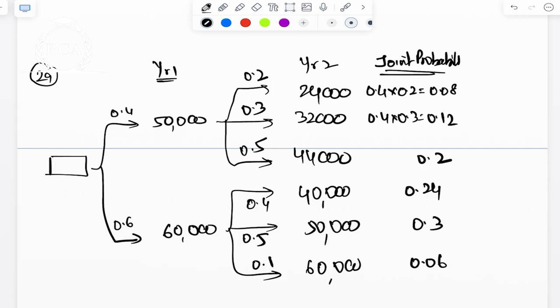How will you compute, first method? 24,000 divided by 1.1 whole square plus 50,000 divided by 1.1 minus initial investment. This way you will have 6 different NPVs now. The question says construct a decision tree and compute NPVs. So at every node you have to write NPVs there.